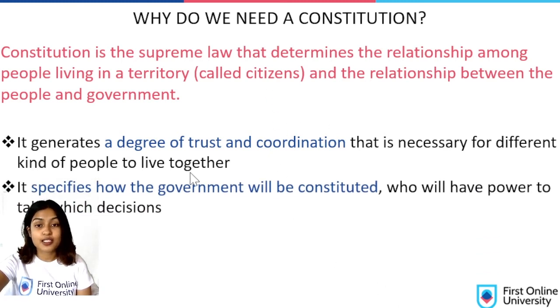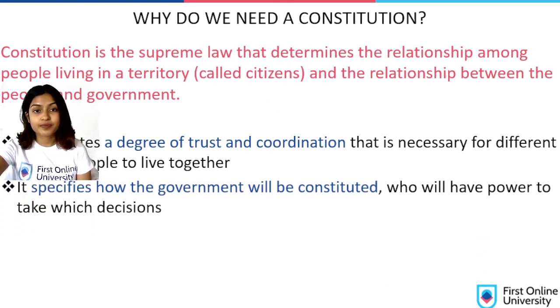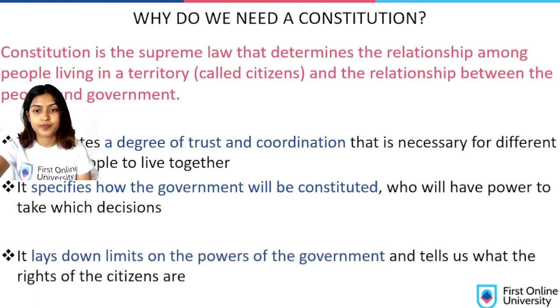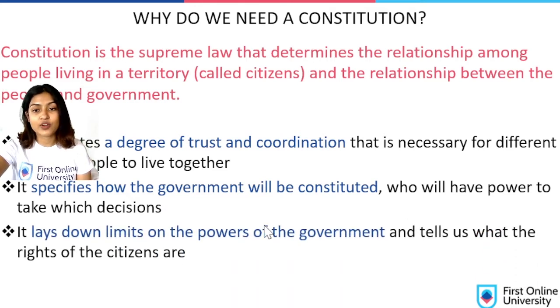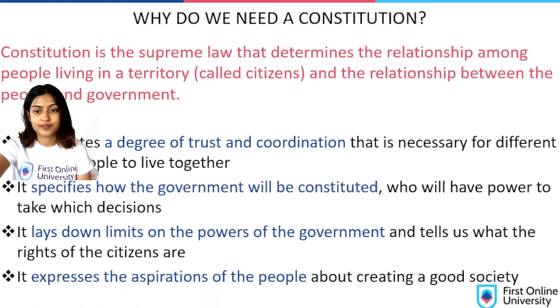The Constitution specifies how the government will be constituted and who will have the power to take what decisions and when. It lays down the limits on the powers of the government and tells us what the rights of the citizens are. So it does not give unlimited powers to the government. It cuts down on the limits and tells what kind of rights we citizens will have. It expresses the aspirations of the people about creating a good society.